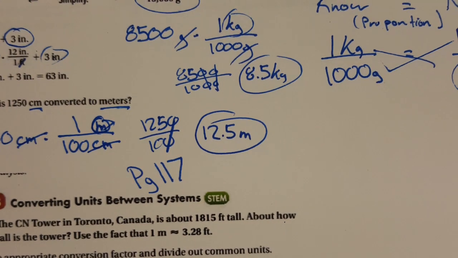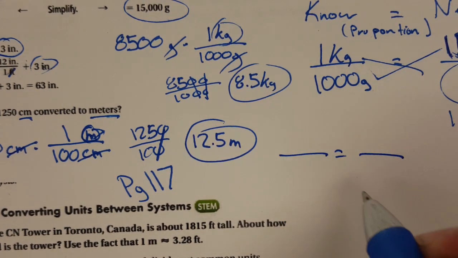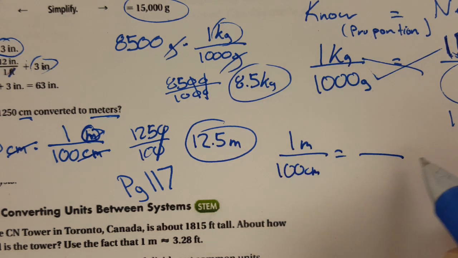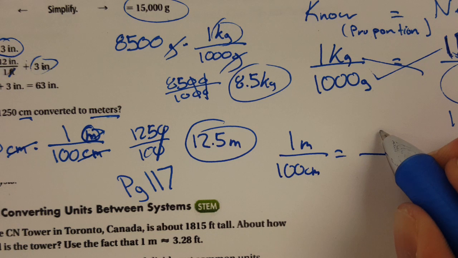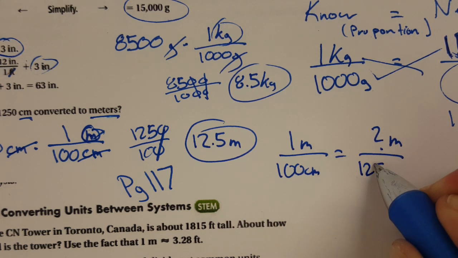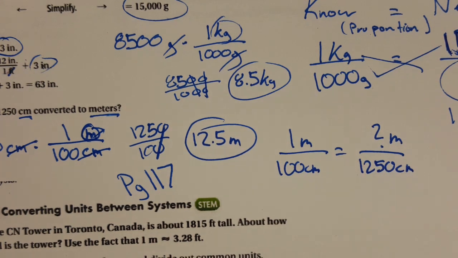All right. The other method, really quick, again, sorry this video is going so long. Okay, what do I know? I know that 1 meter is 100 centimeters. Okay, what do I want? Well, I want meters. And I have that many centimeters. Cross multiply and divide. Guess what? You get the same thing.